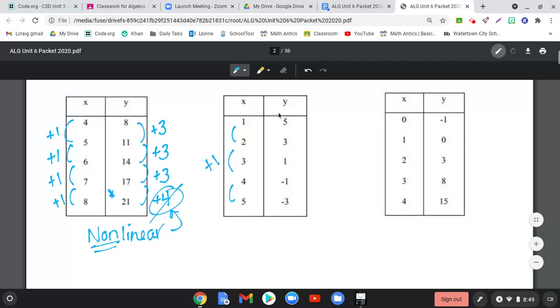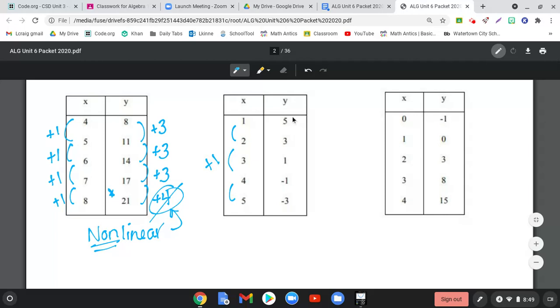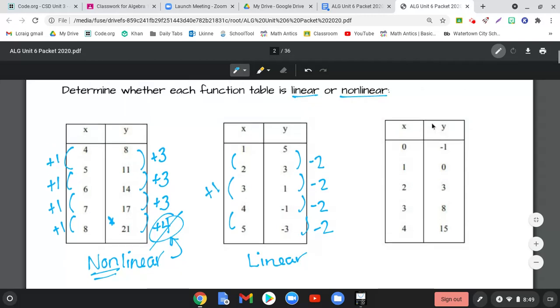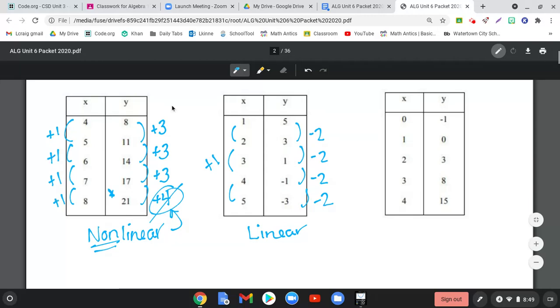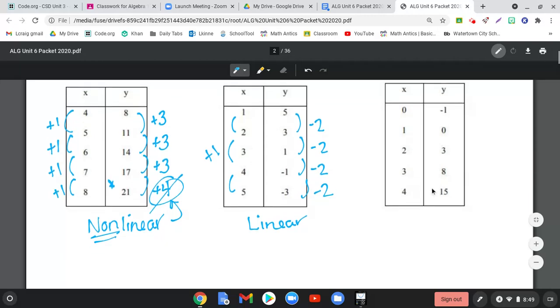All right, so in the next one, you can see that, again, all of these were just adding 1. All right, over here, we're going from 5 to 3 is minus 2, minus 2, minus 2, minus 2. They're all the same. They're decreasing by the same amount each time, so it's linear. And a lot of times it'll say explain. By showing me this work, that's your explanation.